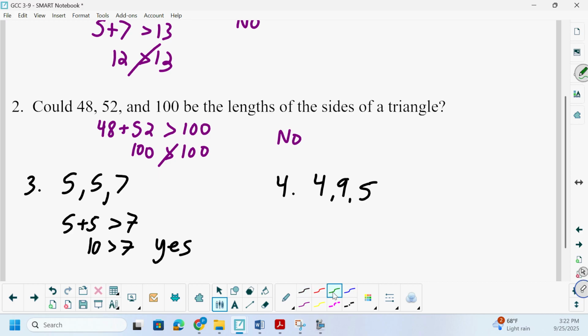Now, the thing I tried to trick you with in example 4 is I did not list them in ascending order. So we want to check the small and the medium added together. So this would be 4 plus 5. Is that going to be greater than 9? Well, 9 is not greater than 9, so this would be a no. It needs to be greater than, so they prop up when we're thinking like that drawbridge.